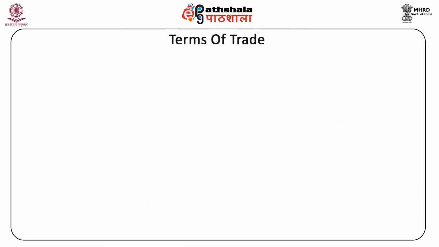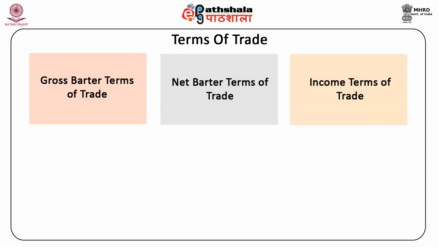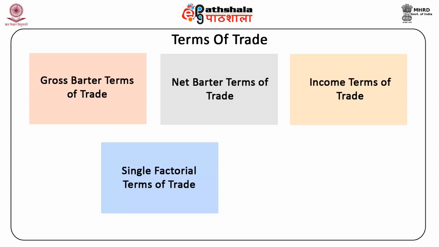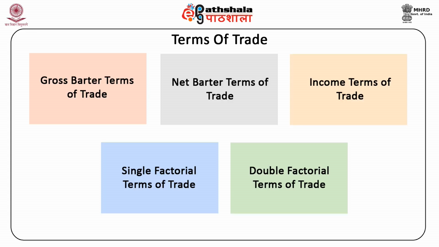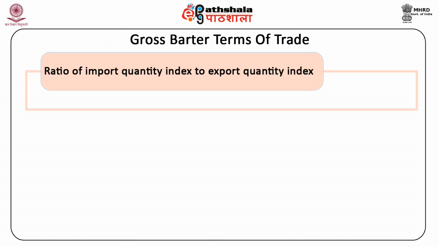Moving on to various terms of trade, we have 5 categories: the gross barter terms of trade, net barter terms of trade, income terms of trade, single factorial terms of trade, and double factorial terms of trade. The gross barter terms of trade is the ratio of import quantity index to export quantity index.